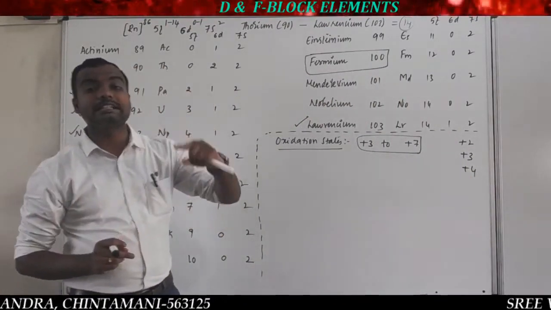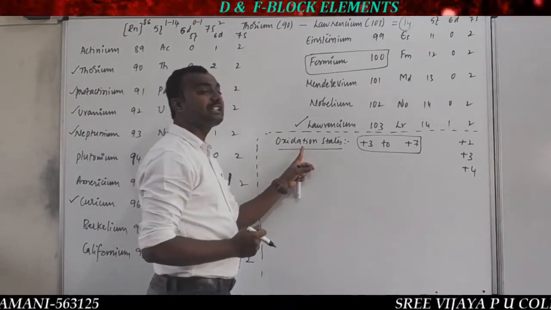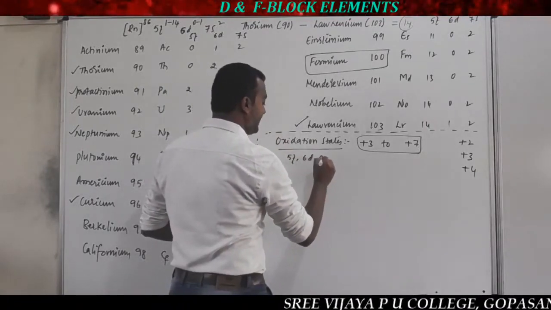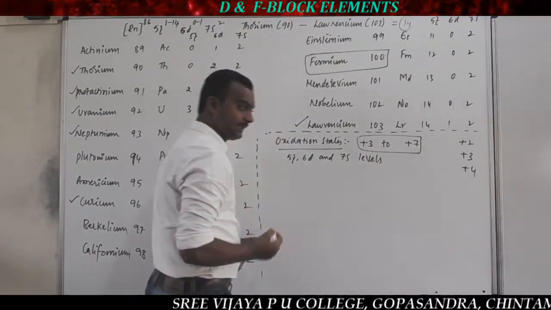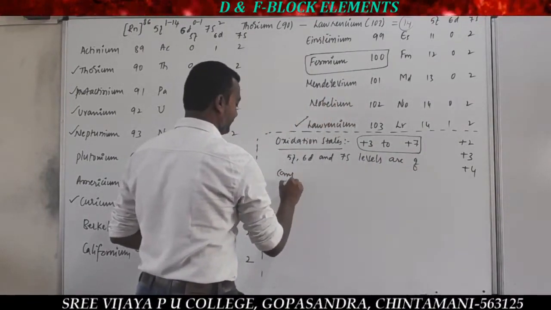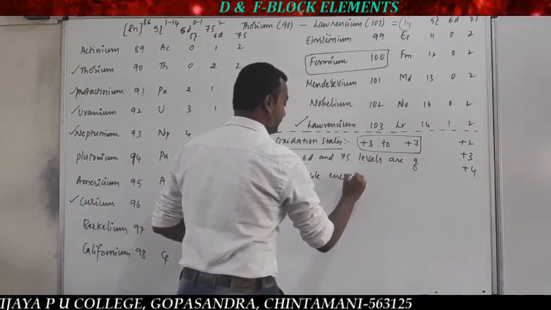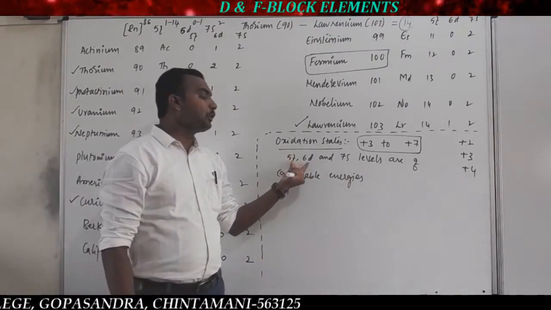They show the greater range of oxidation states. Or you can say the actinides show the greater range of oxidation states because 5f, 6p and 7s levels, nothing but orbitals, are of comparable energies. Comparable energies, nothing but almost they have the same energy. So there is a small energy gap.